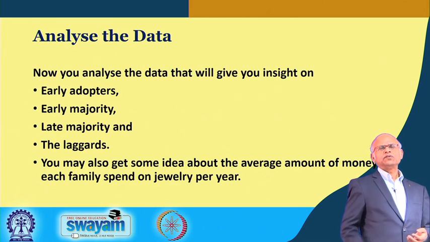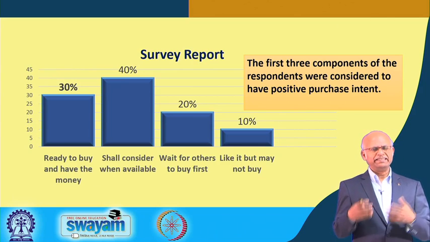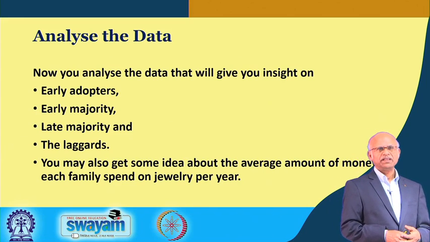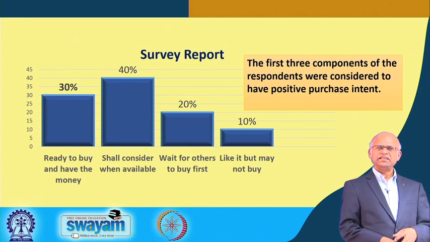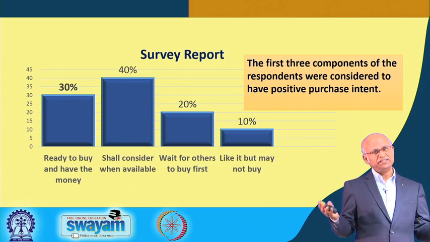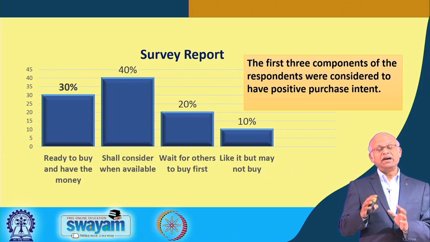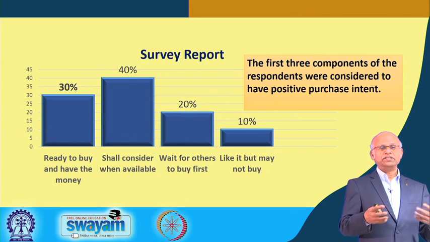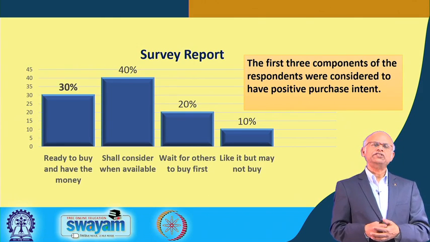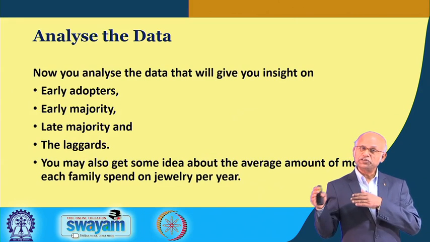So, the first three groups have positive purchase intent, and you want to explore more on them. Based on this data, you understand that this 30% are the early adopters, meaning they will buy; they have already decided without even seeing the product. The 40% are the early majority; once available, most likely they will buy. Then 20% are the late majority, and 10% are the laggards. So, you have this classification done based on market research.